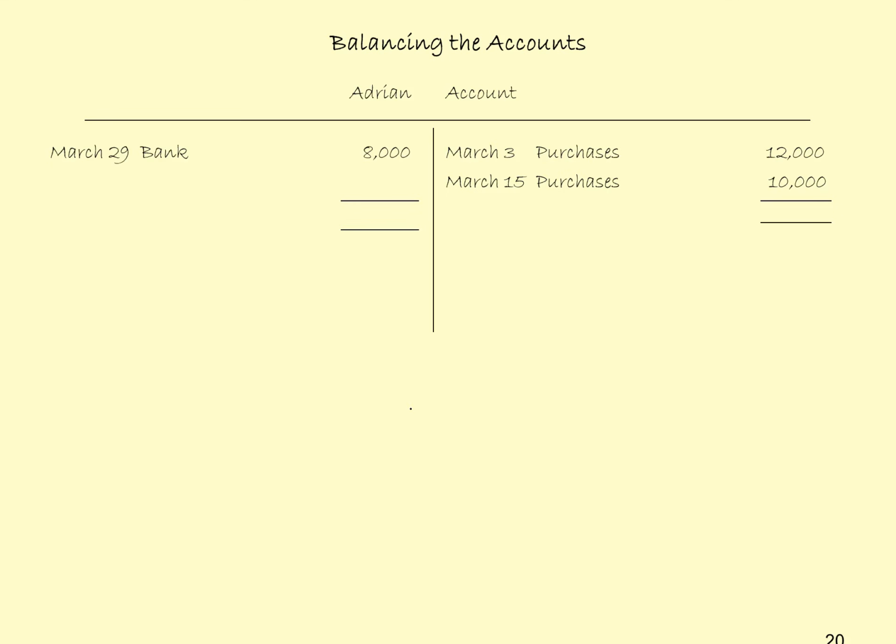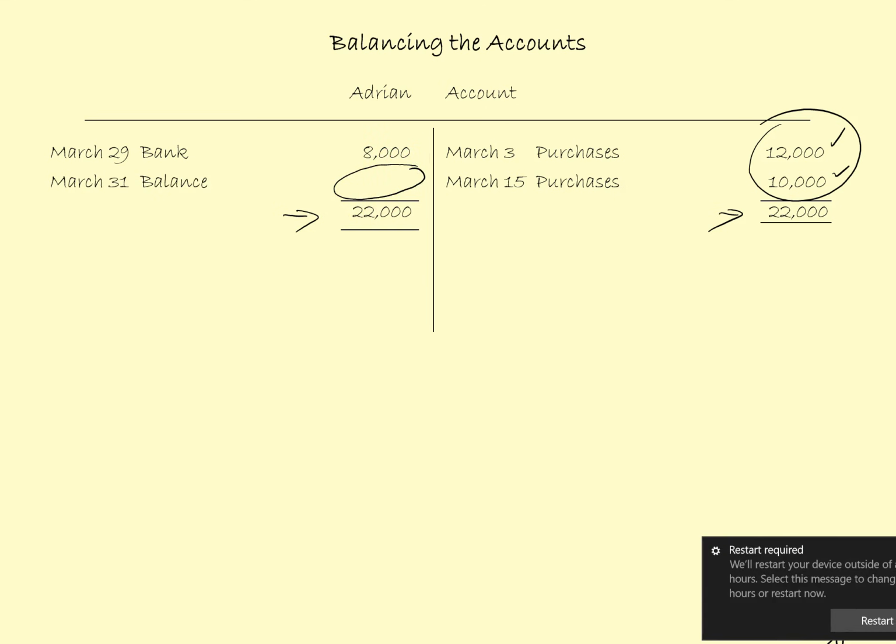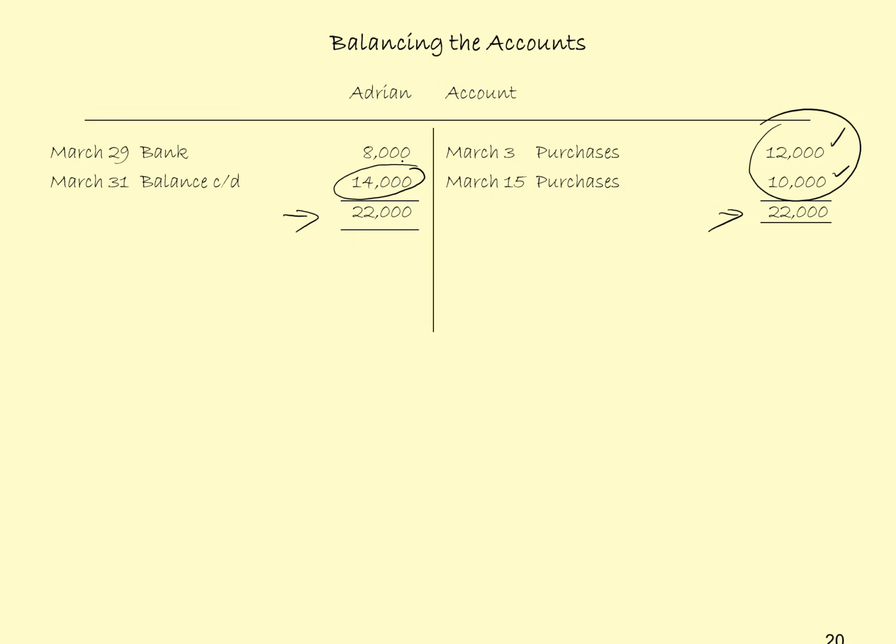Adrian's account. Now Adrian is a creditor. We purchase goods from Adrian. We purchase goods on the 3rd and we purchase goods on the 15th. So we owed Adrian a total of 22,000, but we paid him 8,000. So we still owe money. So I'm going to put in here the total from the bigger side, which is these two here, 22,000. And then I'm going to put in here the difference. And the difference here will be 14,000. And the balance then is brought down onto the far side. April the 1st balance brought down 14,000. Now it's on the credit side. Adrian is the creditor, and this means that Adrian is still owed 14,000.